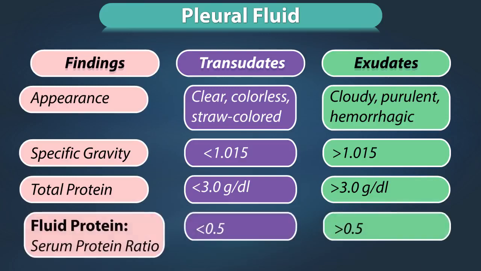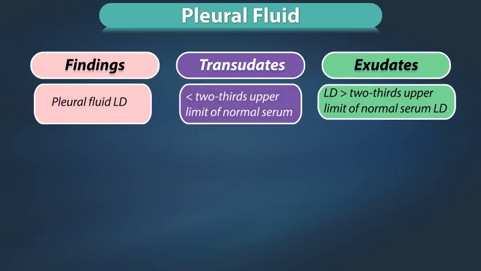The fluid protein to serum protein ratio is less than 0.5 in a transudate and more than 0.5 in exudate. Pleural fluid lactate dehydrogenase is less than two-thirds the upper limit of normal serum in a transudate and more than two-thirds the upper limit of normal serum lactate dehydrogenase in exudate.